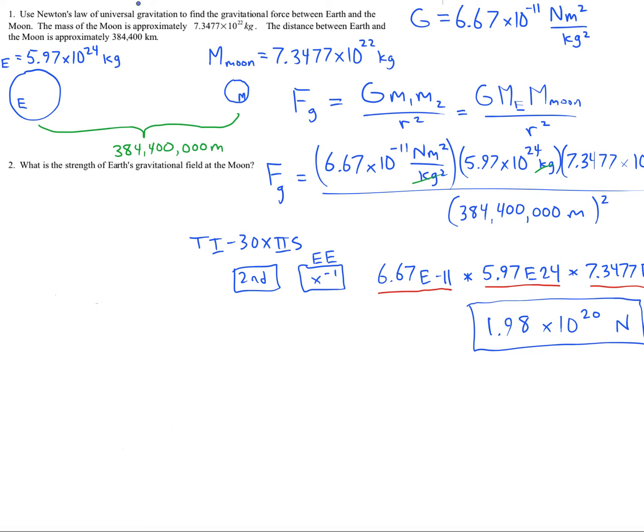Now, what does this result mean? It means that Earth and the Moon will have an interaction called a gravitational force. And by Newton's third law, it's not just one force on one object. It's a pair of forces, and they're actually equal and opposite.